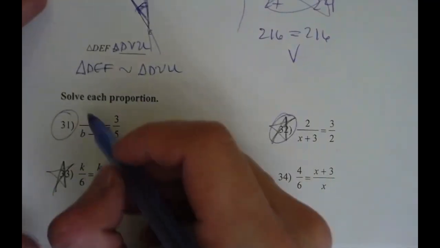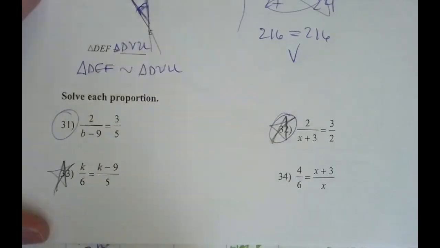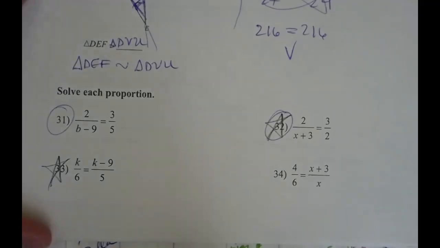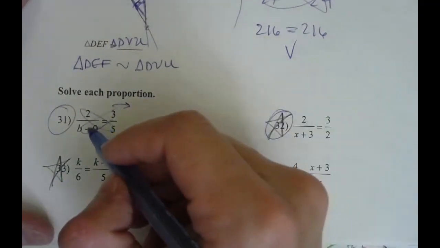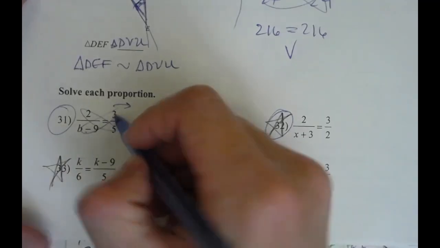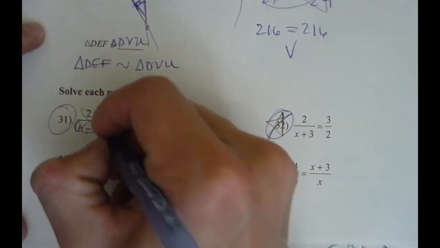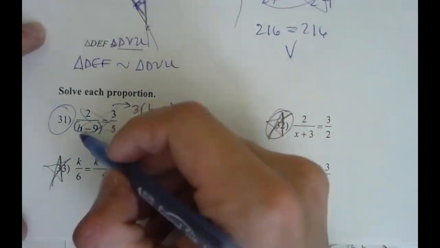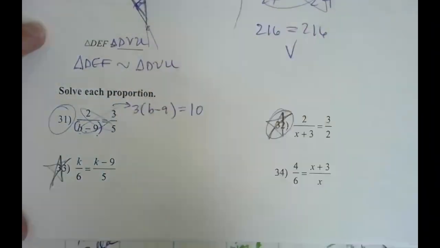Now, I have a fraction expression equal to a fraction expression. That means I can cross multiply. So, I'm going to do just that. My first step is going to be b minus 9 times 3. Now, I'm multiplying 3 by b minus 9. I want to multiply by the whole thing, though. So I'm going to use parentheses here. I'm not just multiplying by b or 9. I'm multiplying by everything, equals, and then 2 times 5 is 10.